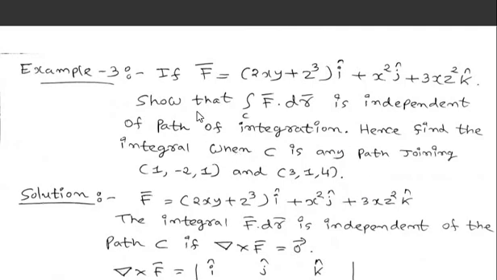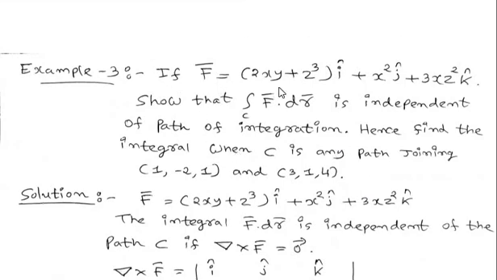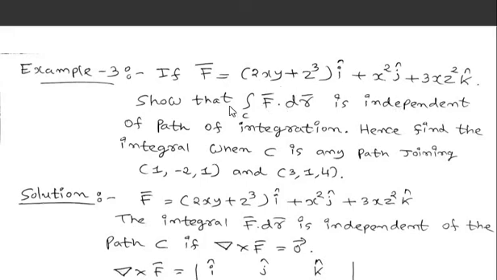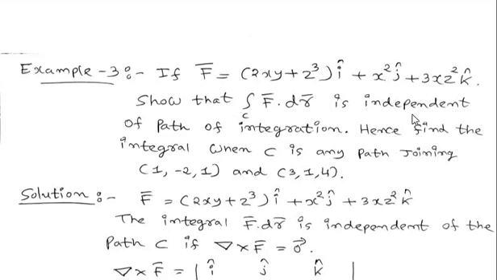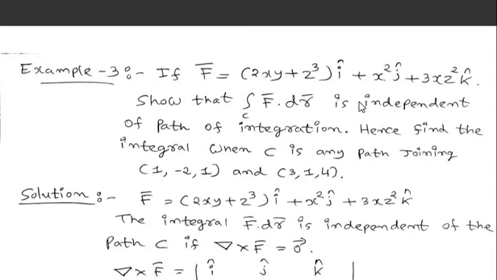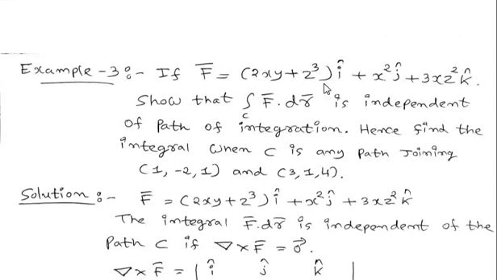Now example number 3, if F bar is this vector field, right, then we have to show that F bar dot dr bar is independent of path of integration. Hence find the integral when C is any path joining (1, −2, 1) and (3, 1, 4). See, here we have to prove that this line integral is independent of path of integration.